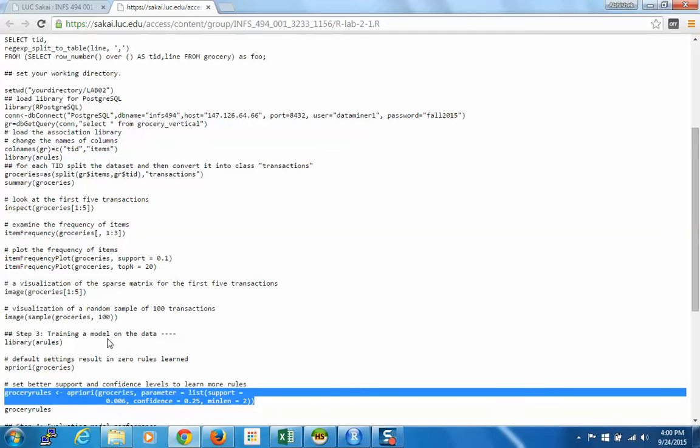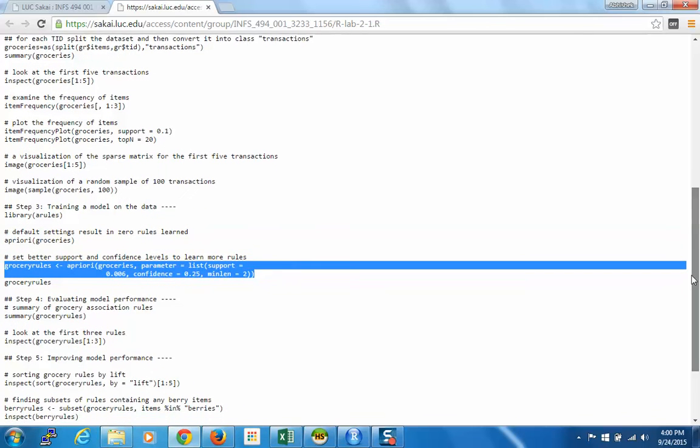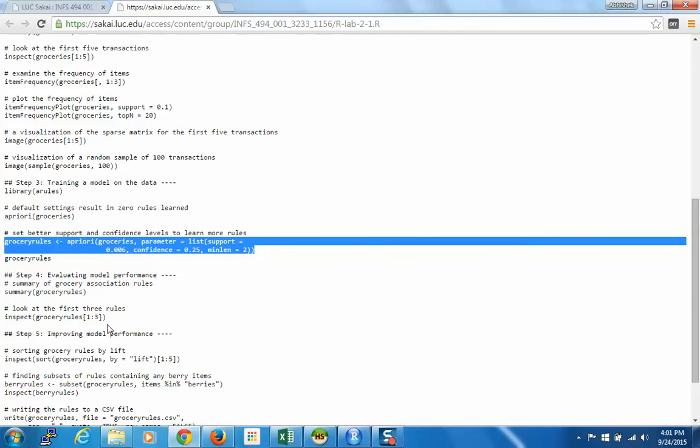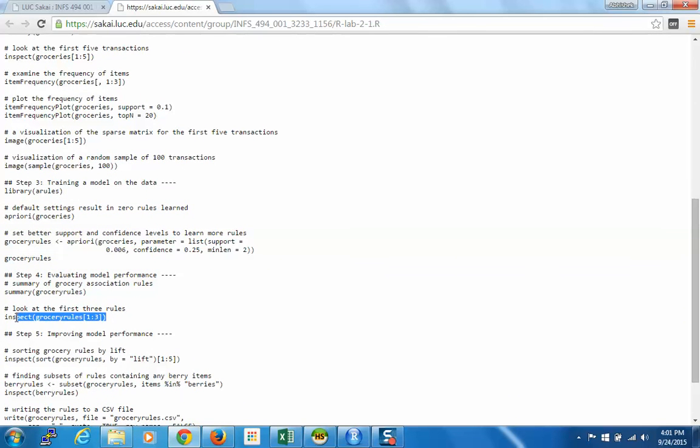Let's go to the next step. So now we have the rules. Now what to do with those rules? We have already done the summary. Let's inspect these rules and see what these rules are all about. Let's look at the top three rules.